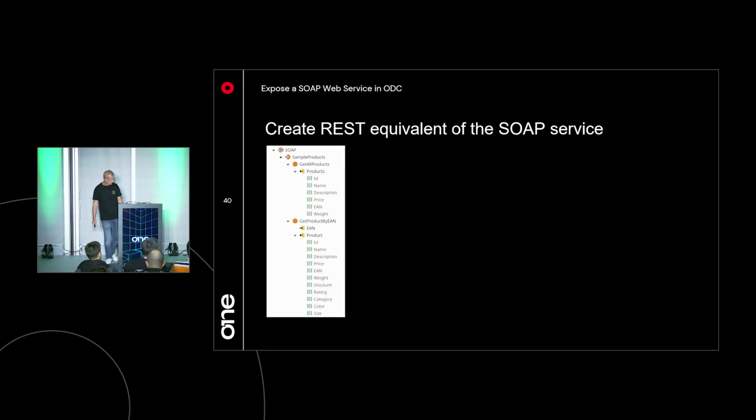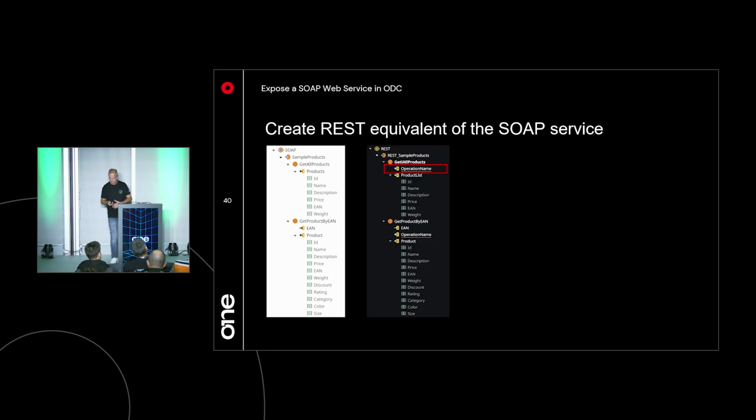To do that, what I first need to do is actually create that REST service, of course, in ODC. So I have a SOAP service, but I need to create something equivalent in ODC. So this second screenshot is my ODC REST service. It looks very similar. It has the same methods, the same attributes, although if you observe carefully, there's an additional parameter, operation name. Now, this is important.